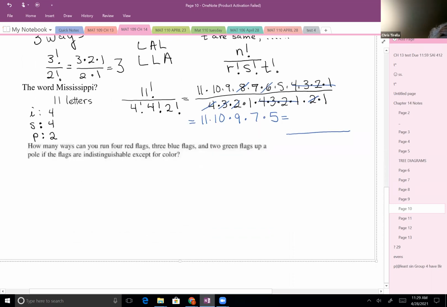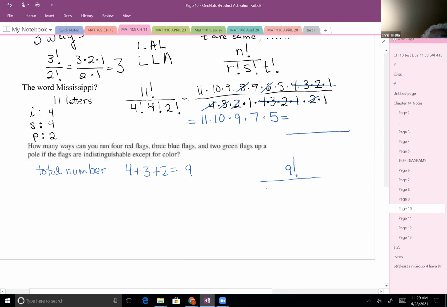Next one says, how many ways can you run 4 red flags, 3 blue flags, and 2 green flags up a pole if the flags are indistinguishable except for color? Well, how many flags are there altogether? The total number is, I'm sorry, I misread. It's 4 plus 3 plus 2. And so altogether we have 9 flags. If they were all different, there'd be 9 factorial ways.